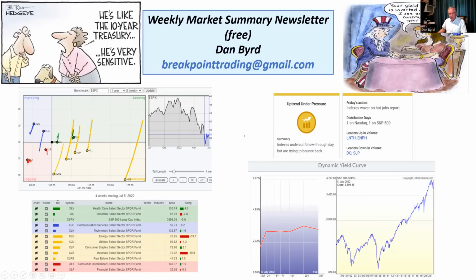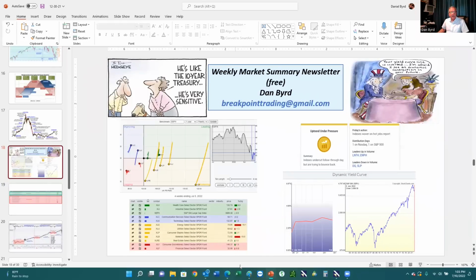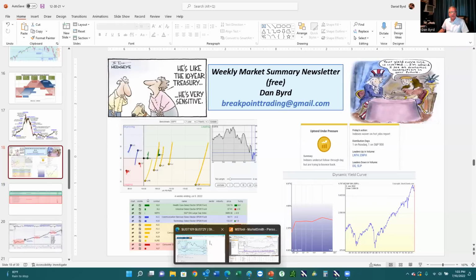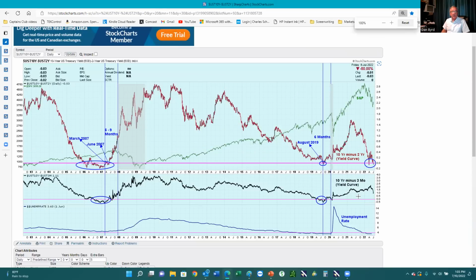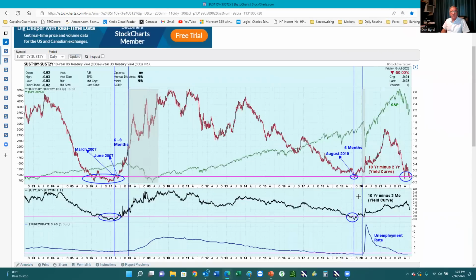All right, well, let's start with the yield curve. Let me see if I can make this a little bigger. How's that? Perfect, thank you. All right, so this is the way most people look at the yield curve. It's the 10-year yield minus the 2-year yield. When you do that calculation, if it comes in below 0, then it's inverted.